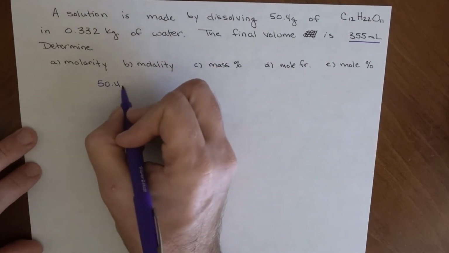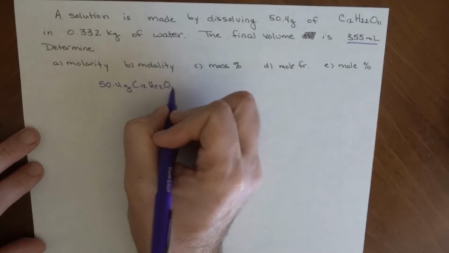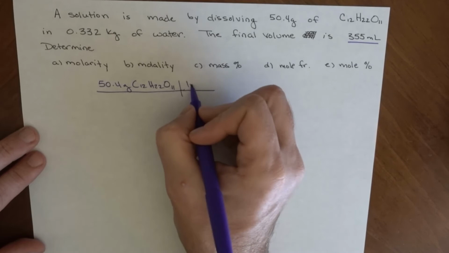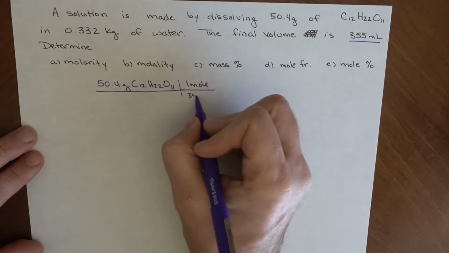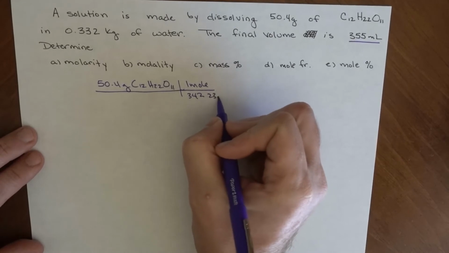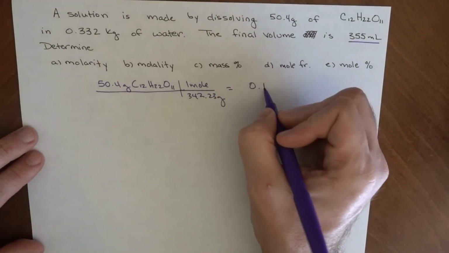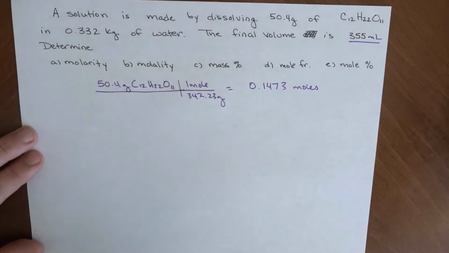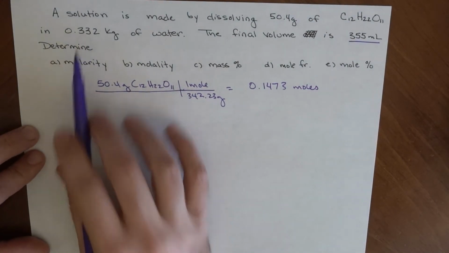So I've got 50.4 grams of sucrose, C12H22O11, and we're going to convert that to moles. So 1 mole of this stuff, the molecular mass of this, is 342.23 grams. So the number of moles I have of this is 0.1473 moles of sucrose.